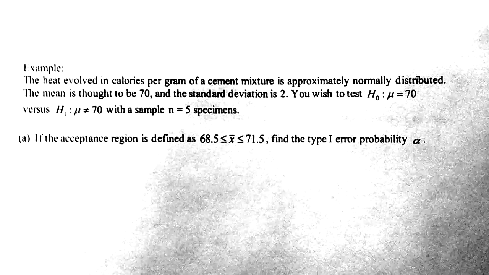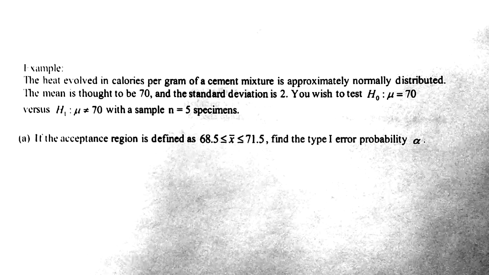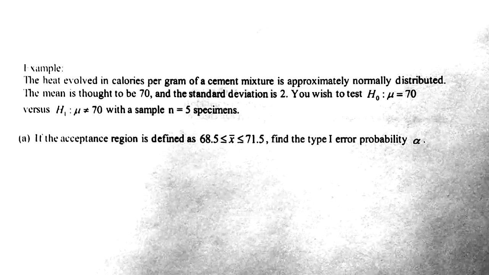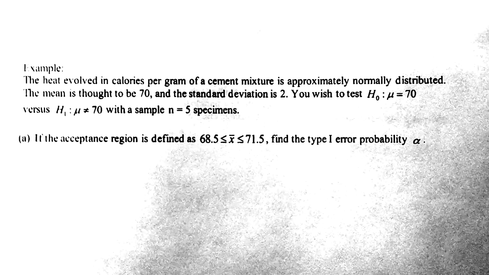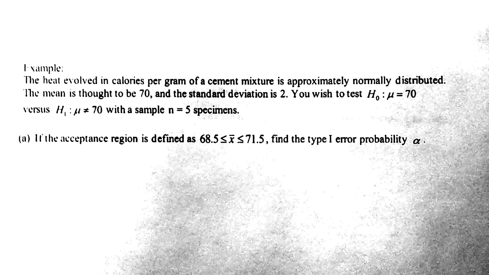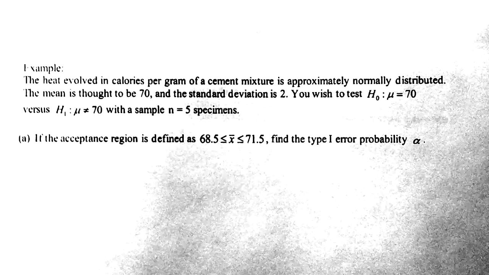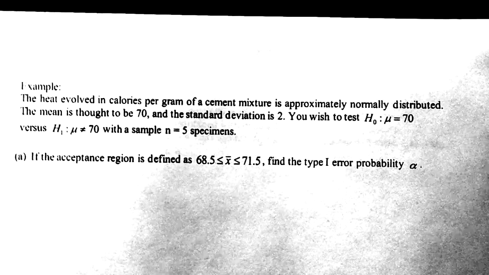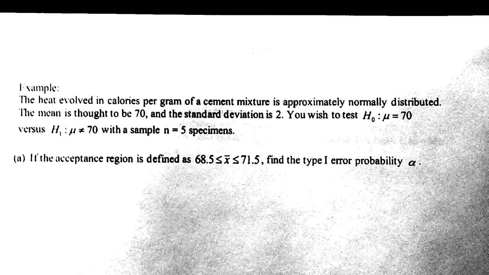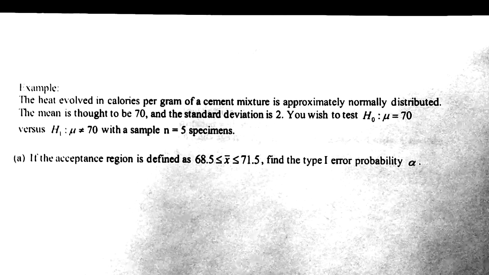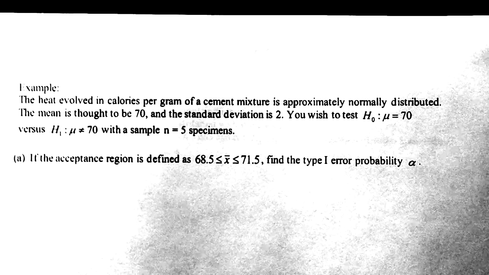So we have a problem given to us here. There's a cement mixture, normally distributed. The mean is thought to be 70. The standard deviation is 2. We're testing a null and alternative hypothesis with a sample of 5 specimens, and we're given an acceptance region, and we're trying to find the type 1 error, or alpha. The type 1 error is, again, as we said before, when we're rejecting the null hypothesis even though the null hypothesis was true.